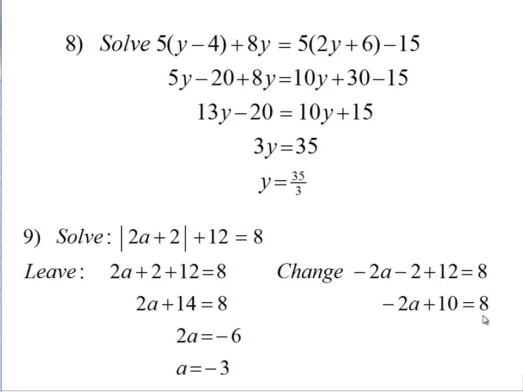Subtract 10 from both sides. 8 minus 10 is negative 2. So your negative 2a is equal to negative 2. Divide by negative 2. And your a should equal 1.